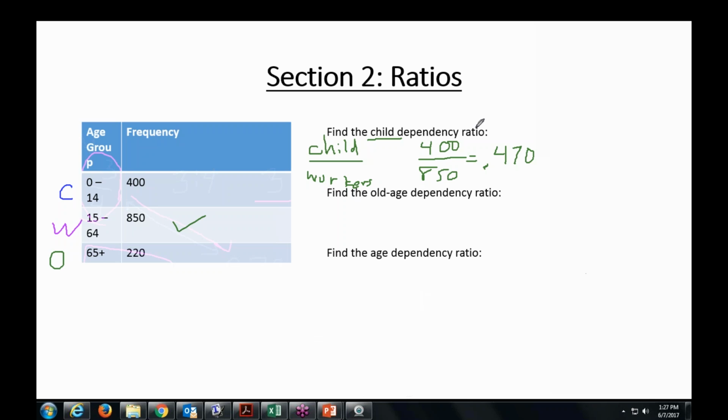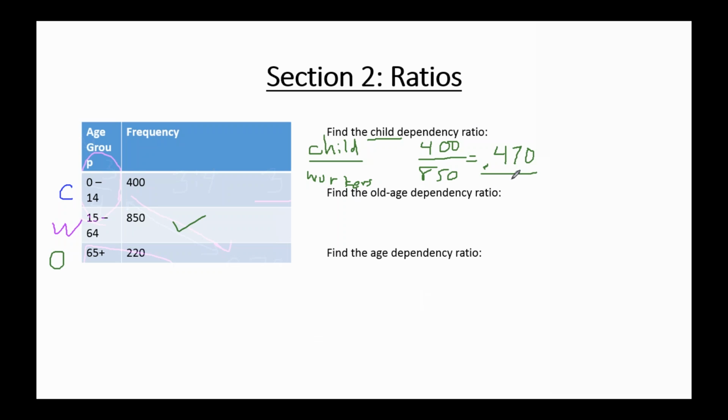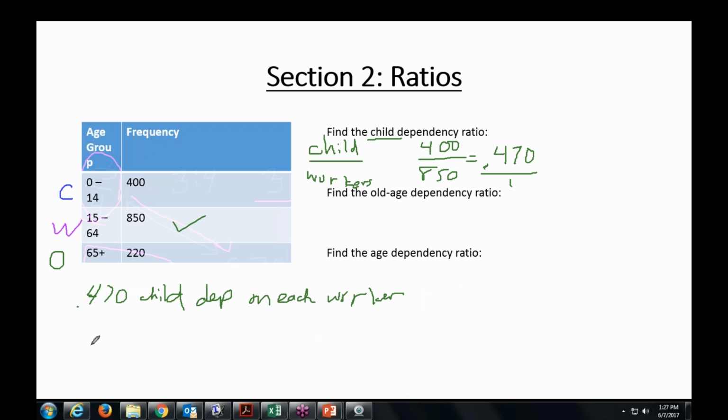All right, so you can make this a fraction by putting it over 1. Now, what that means, because you are going to need to understand what these ratios mean, I'm going to write down here. That means we have 0.470 children dependent, right, we're talking about dependency ratios, dependent on each worker. And that sounds a little bit weird because how is a worker supporting 0.7 of a child? If that bothers you because you don't think people can be fractions, well, you haven't met my coworkers.